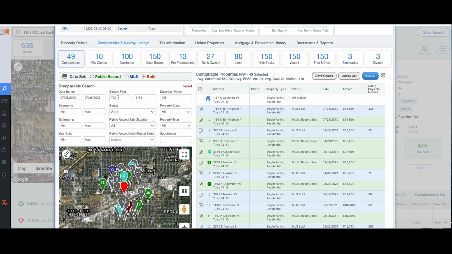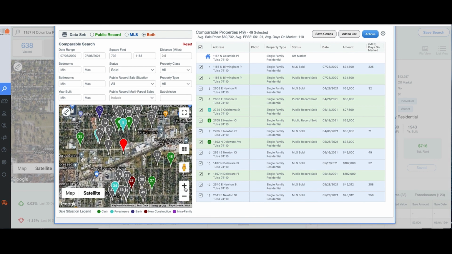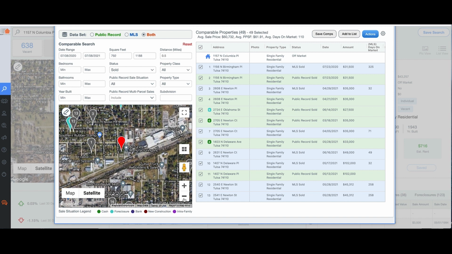And I'm going to make sure that the square footage parameters is where I want. Since it was a 990 square foot house, it's giving you a little range here. If you don't like this range, you can stretch it out. Like if you don't get enough comps in this range, you can stretch that out. And it puts you at a distance of 0.5 miles. What I like to do is kind of zoom into the actual house itself at first to see how many are just right in the neighborhood.